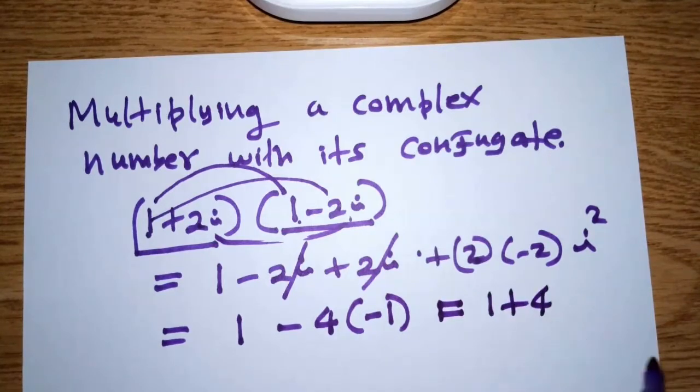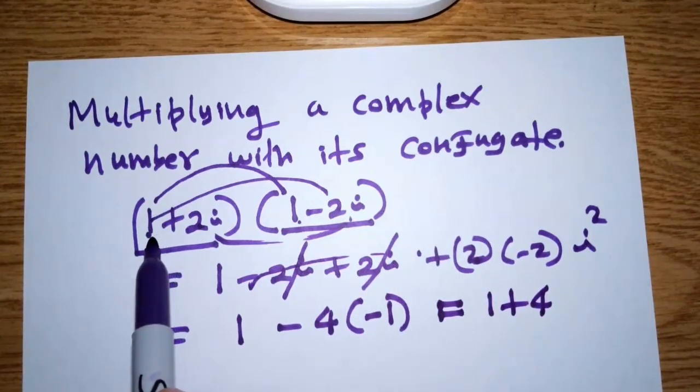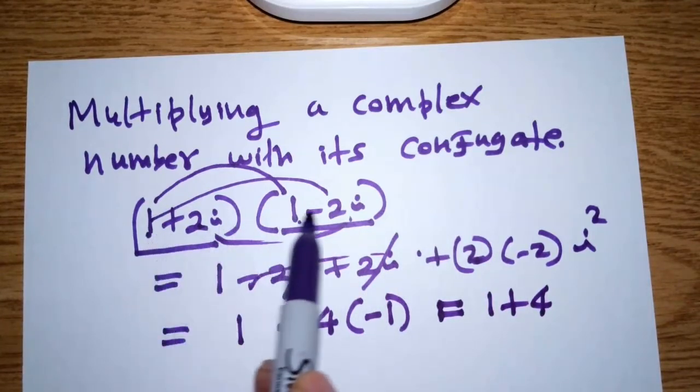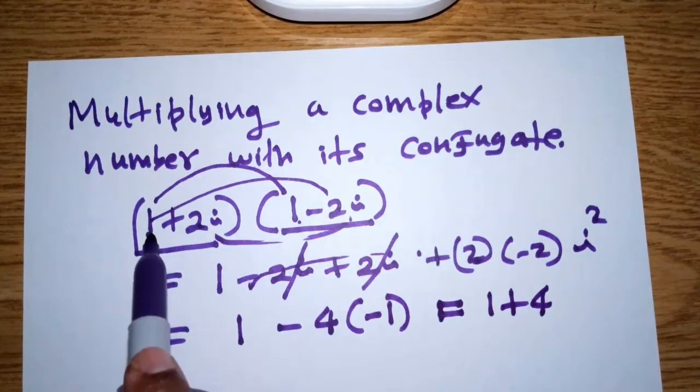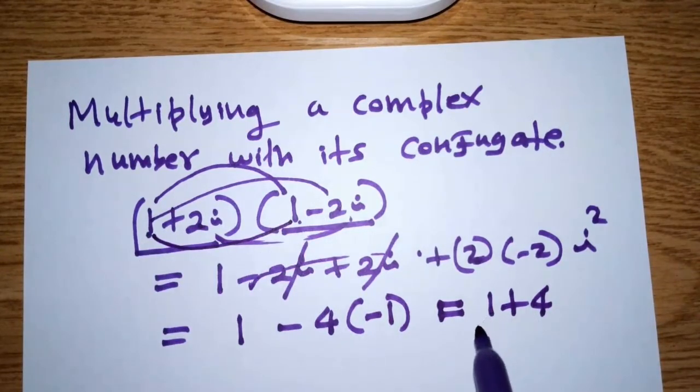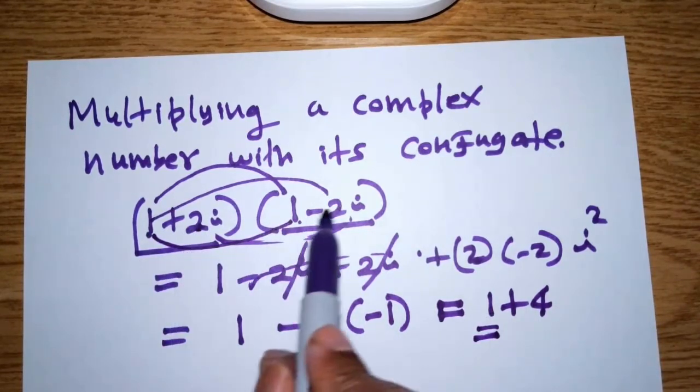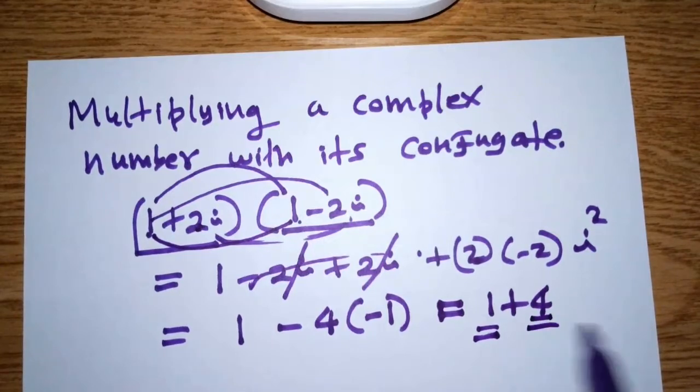So if you really look at it, we don't have to do any of this, but you can simply get the answer when you have a number multiplied by the conjugate. How do you get the answer? You square the first term, which is 1, and you square the second term, which is 4. So it's very easy, so the answer is 5.